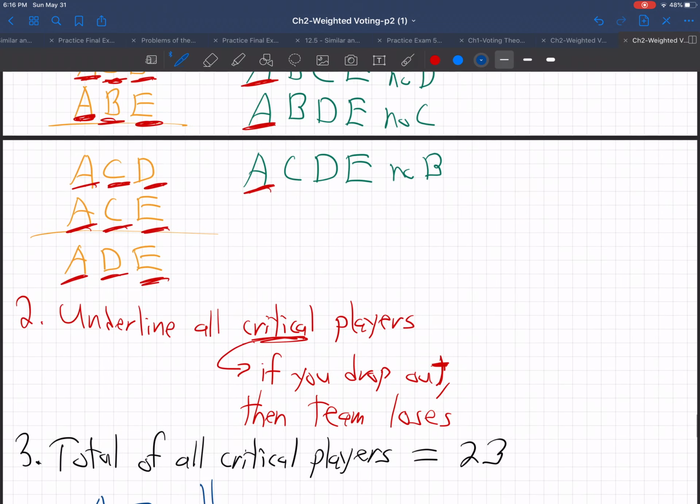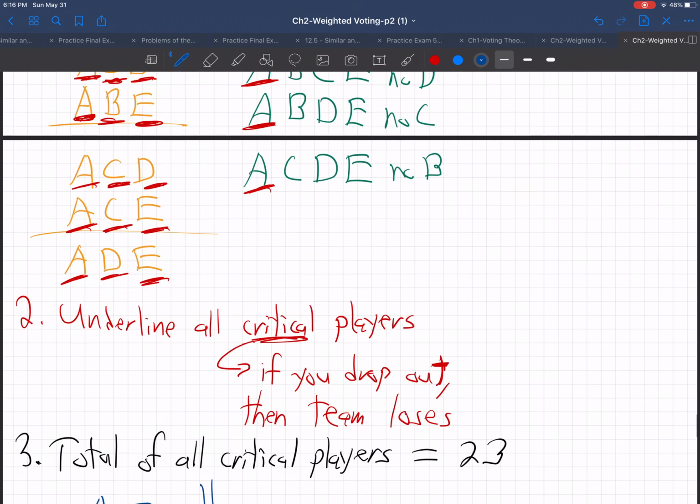C out of 23. How many times is C underlined? Once, twice, 3 times. Those 3, C is critical. 3 times, only 3 times again. And how about D? How many out of 23 times is D critical? D is critical here, here, and here. 3 times out of 23.